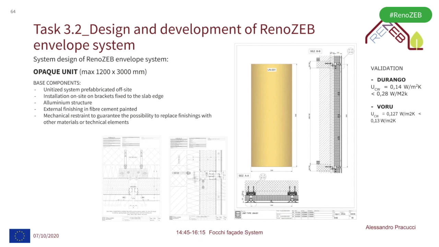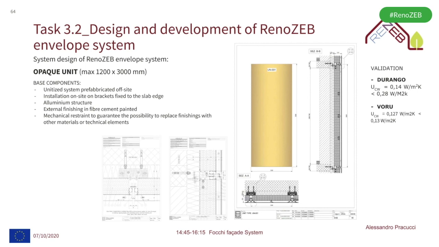Now I'm going to show you the four unit typologies we have defined. There are four, but with different possibilities because they can be customized. First of all, the opaque unit. It's a unit prefabricated off-site with a maximum dimension of 1.2 meters by 3 meters. This dimension depends on the use of on-market external finishing such as fiber cement or porcelain tile that are already industrialized. Obviously, we can imagine something bigger, but then a different solution needs to be imagined for the application of the external finishing.